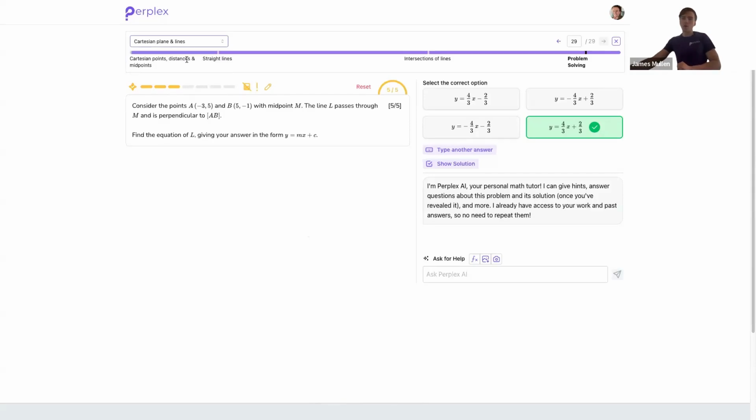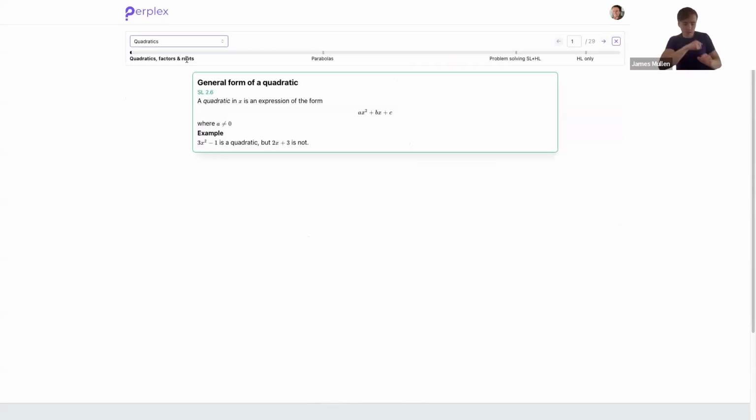We're going to move on to quadratics now, which is probably an even more important unit in terms of the IB exam. There are questions that will be just about quadratics, but mostly quadratics is a skill that you need to know for solving problems across many different topics.